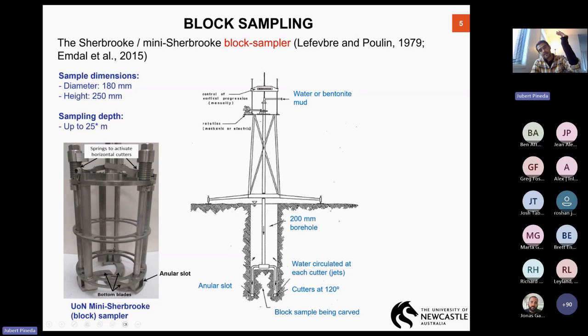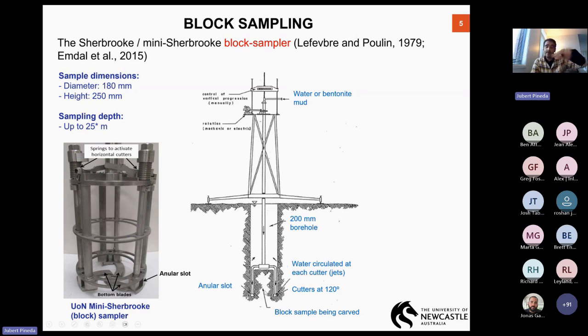Once we reach that depth for our block sample to be retrieved, we need to stop the vertical movement with the drill rig from the ground surface and keep rotating horizontally the sampler in order to remove all the mud from the block. And in order to maximize this operation, this sampler includes also water jets. The water jets are connected to the base of the sampler, and then we can inject water pressure in order to wash all the mud around the cutters.